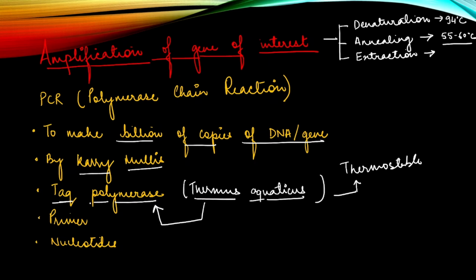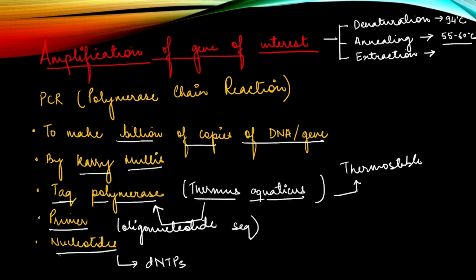Along with Taq polymerase, what are the other things we need for PCR? We'll be needing a primer. A primer is nothing but a short oligonucleotide sequence. And we'll be needing nucleotides, that is what we call dNTPs, deoxyribonucleotide triphosphates. Basically, these are dATP, dGTP, dCTP, and dTTP, all nitrogenous bases.